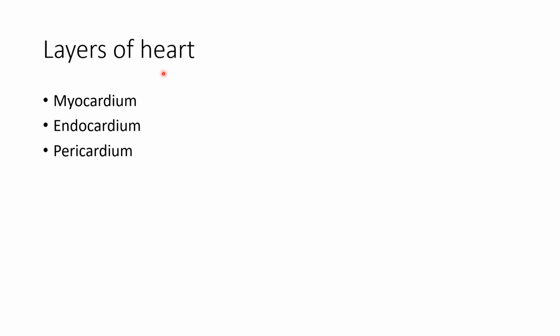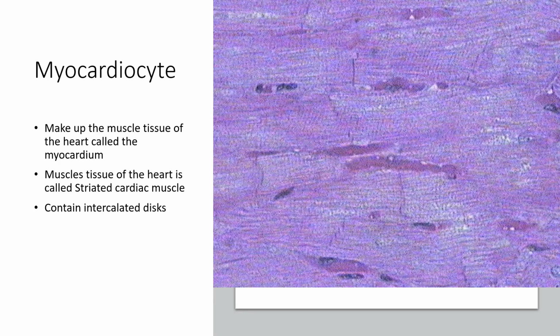Now, the layers of the heart, we actually have different layers. The innermost layer would be the endocardium. Endo means inside, cardium, heart, so endocardium is the inside layer. We also have the myocardium, which is the heart muscle, and we have something called the pericardium, which peri means around the heart. It's a sac around the heart, which has two layers, which we'll talk about later.